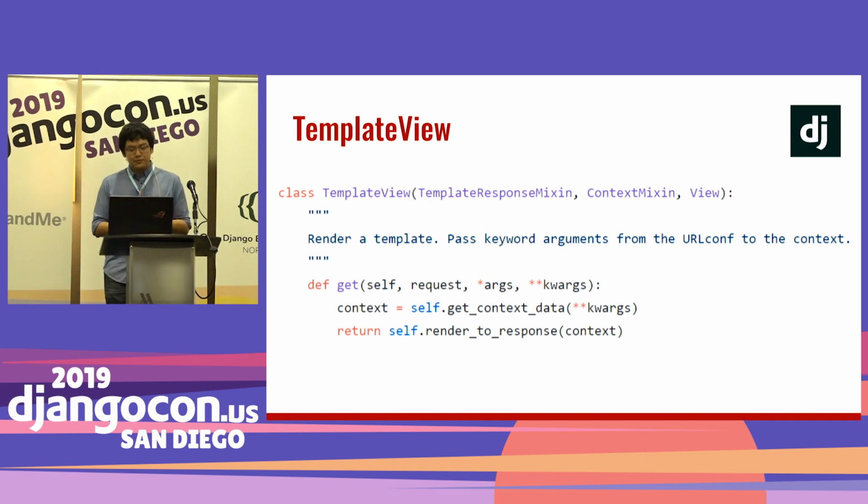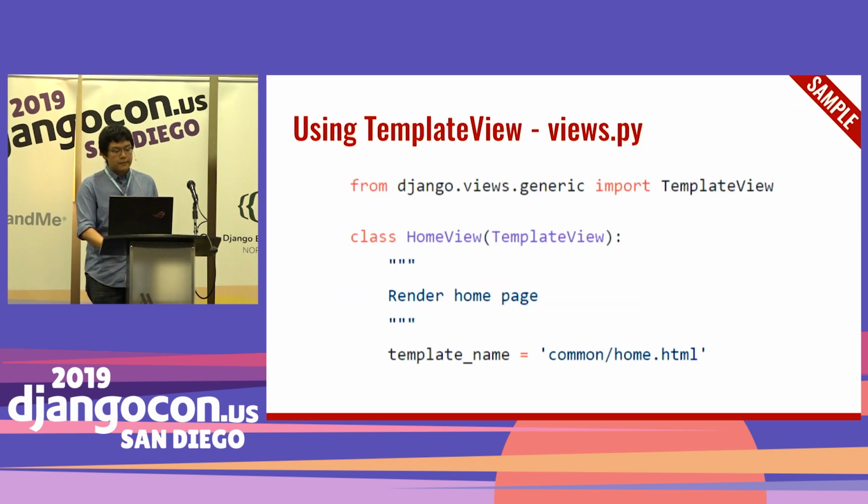It's really simple, and that's kind of the point of doing Mixins too, is to let your final views just do the thing that they need to do once they've combined all the functionality. So, for example, here's a template view for home. I just define template name, and that's it.